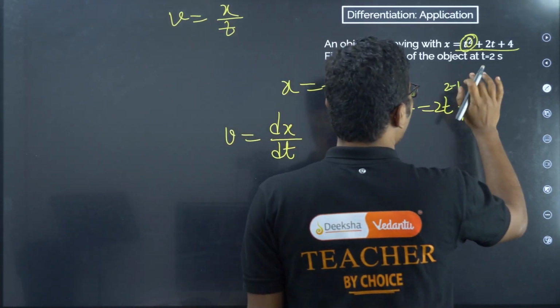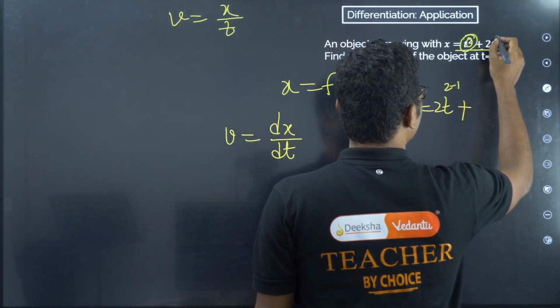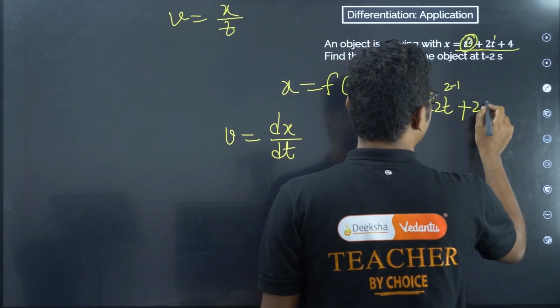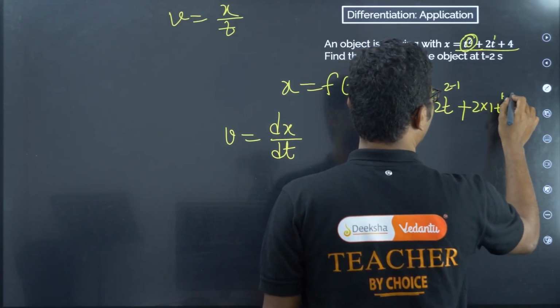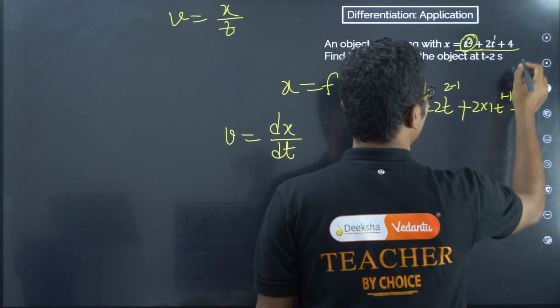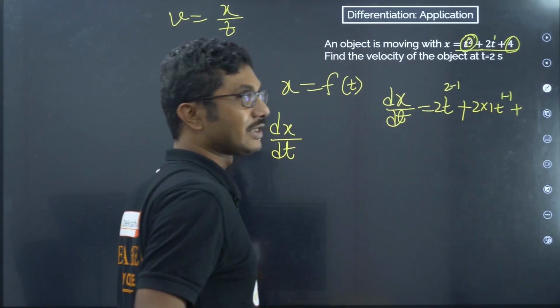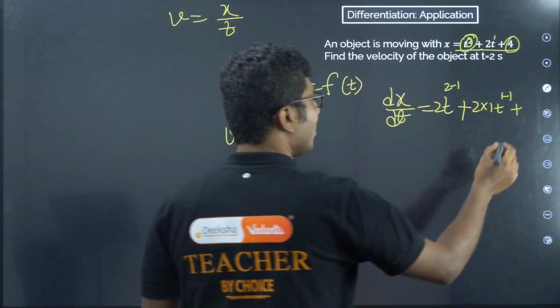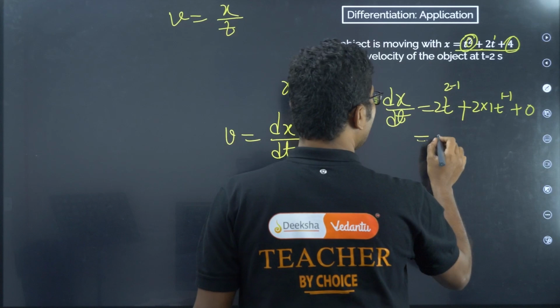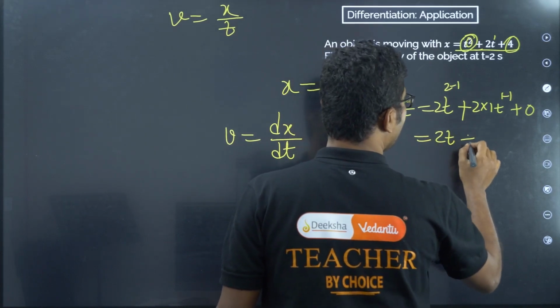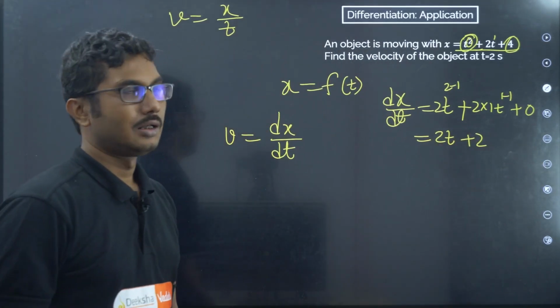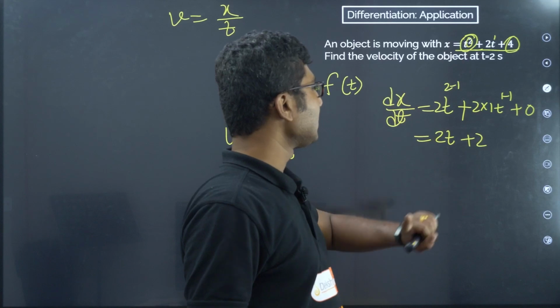Okay. Now 2t, t to the power 1. So 2 into 1, t to the power 1 minus 1, plus 4. Differentiation of a constant is 0. So we can write 2t plus 2. Simple. Okay. So 2t plus 2.